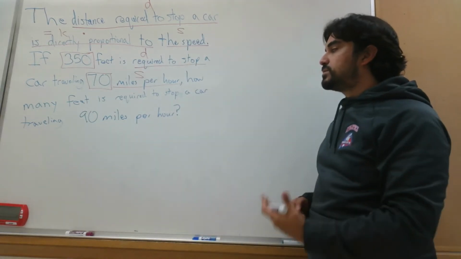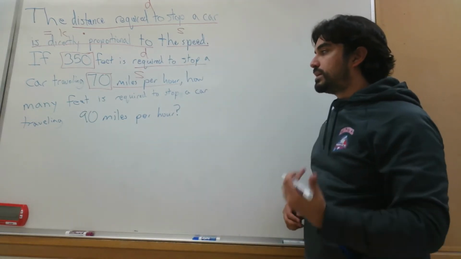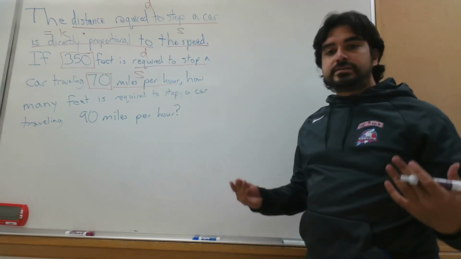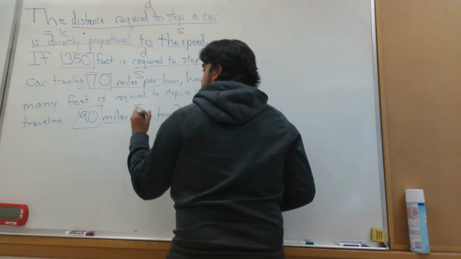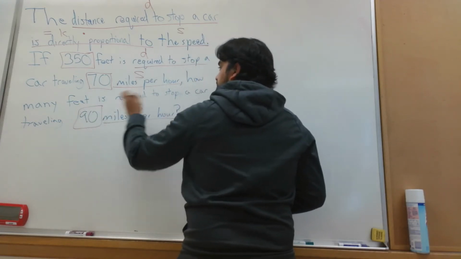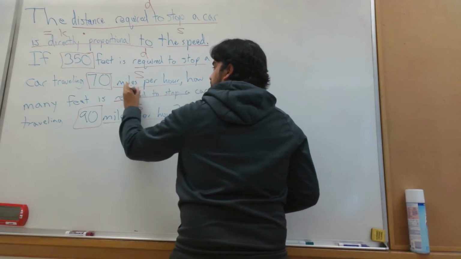How many feet is required to stop a car traveling 90 miles per hour? 90 miles per hour, remember, this is going to be my speed. Feet is required to stop. Required to stop, we're looking for our D value.